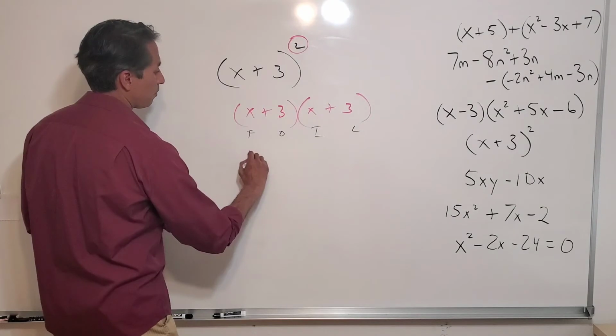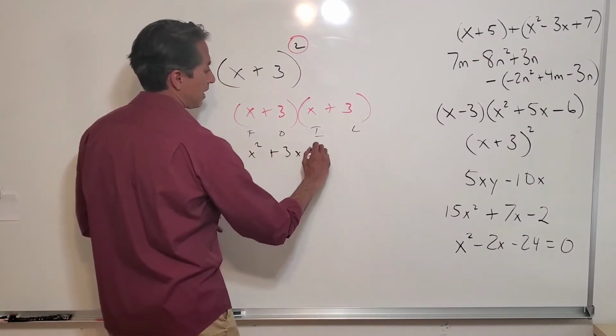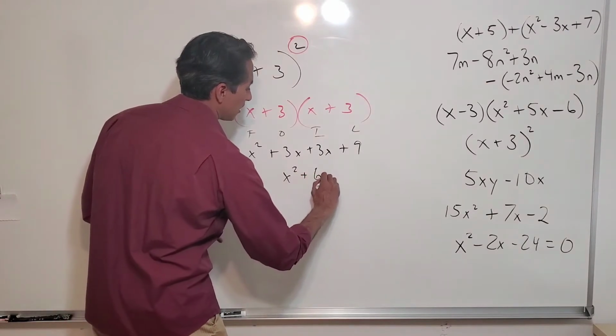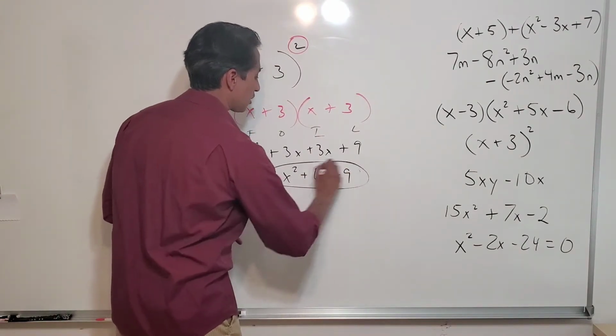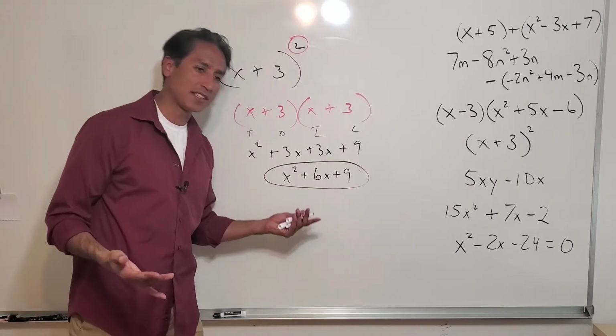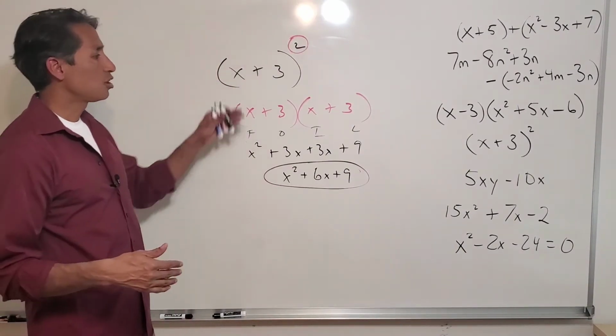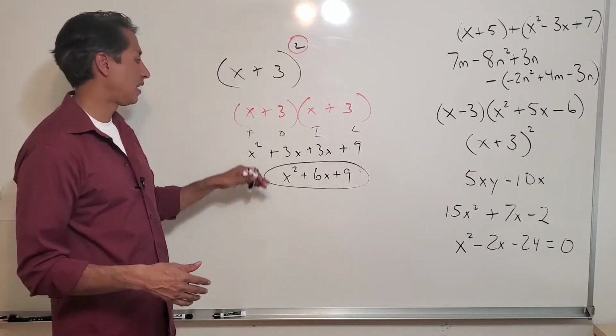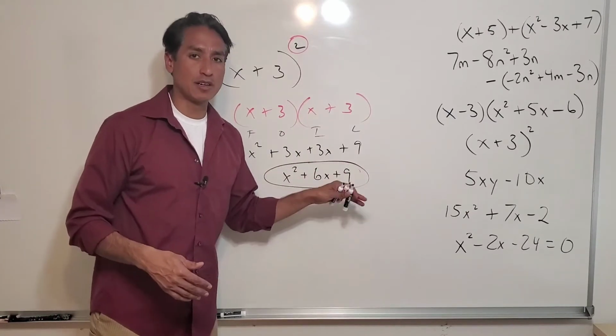Okay, and we end up with x squared plus 3x plus 3x plus 9. So we have x squared plus 6x plus 9 as our final answer. Again, I know I did that really fast, but the point is for you to try these, watch what I did, and then see how I combine the terms.